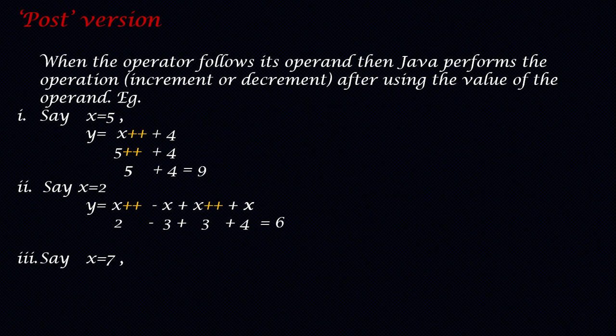Now let us go through another one. X equals to 7 and y equals to x minus x. So what will be the value? If you have guessed the value as 1, you are correct. But if not, please go through once more.